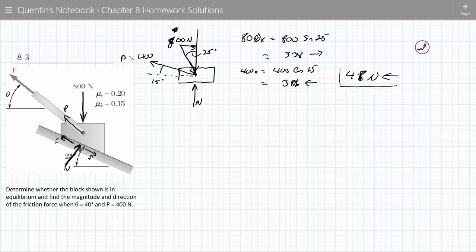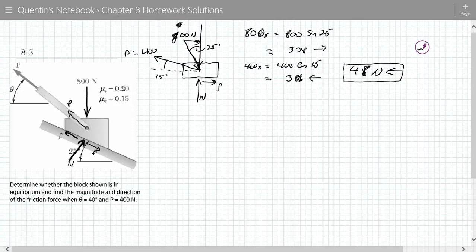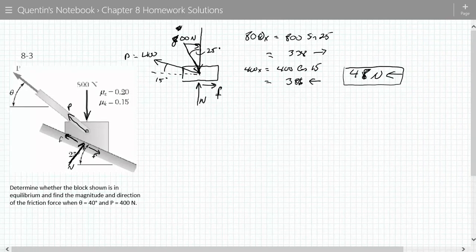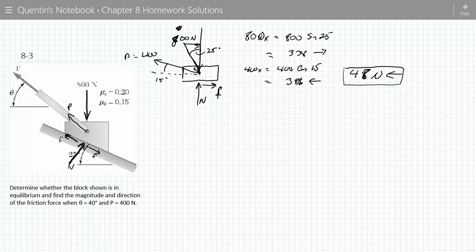So why is that important? Well, that means that the friction is going to be in this direction, because it's trying to resist force, and if there's a net desire for this thing to go to the left, the friction has to resist that. So there's 48 newtons of force making this thing want to go up the hill, if you will. And so therefore, the friction has to be in this direction.